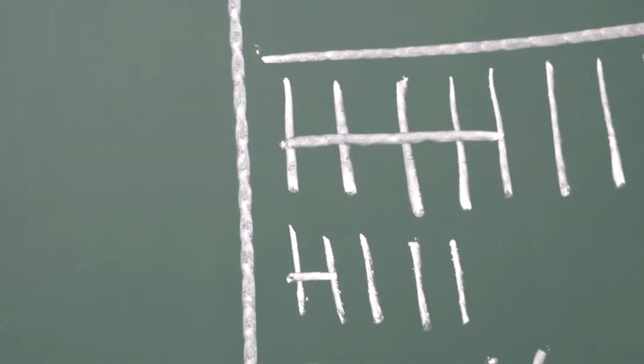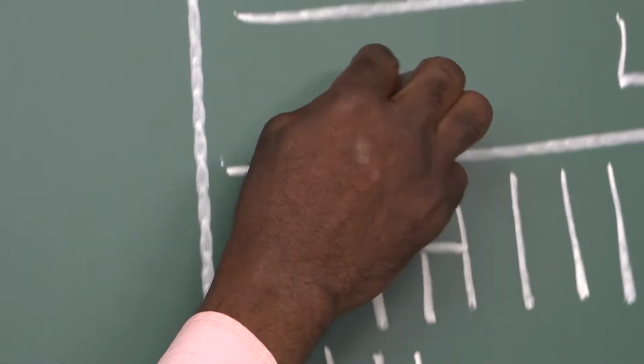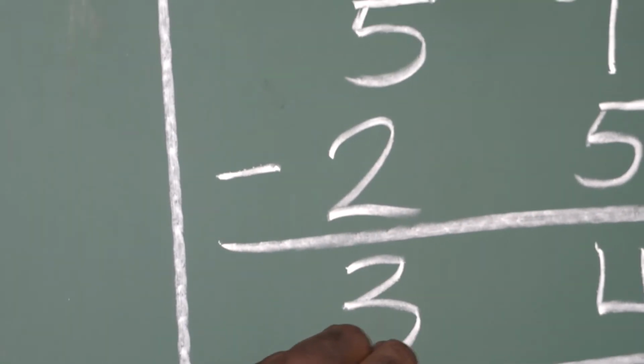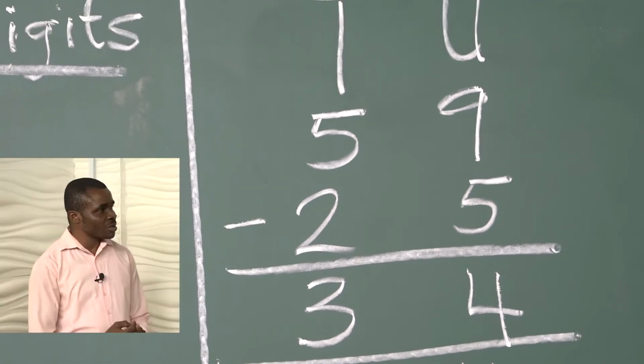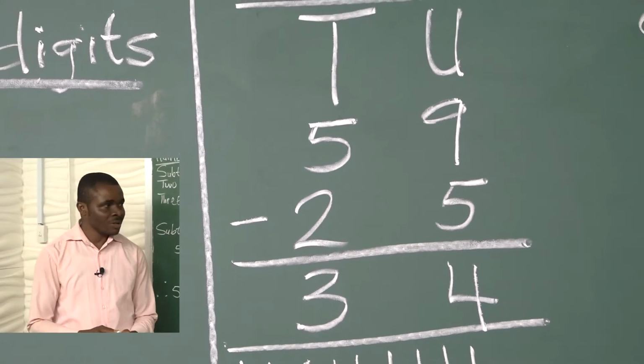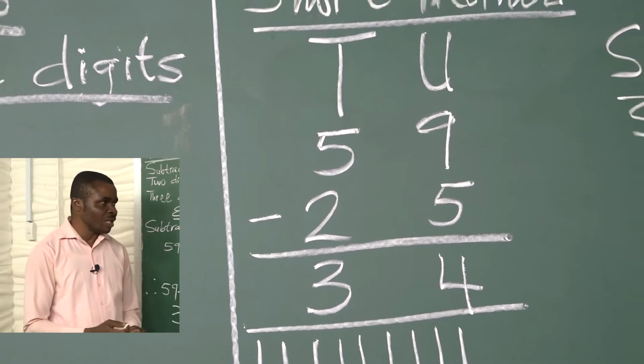After removing those 2, how many strokes are left? You have 1, 2, and 3. You write it under the tens column, and that will give us the answer 34, as well as the first method we use in solving it.